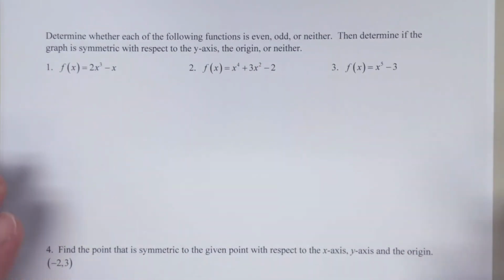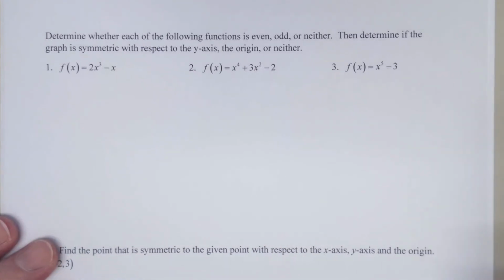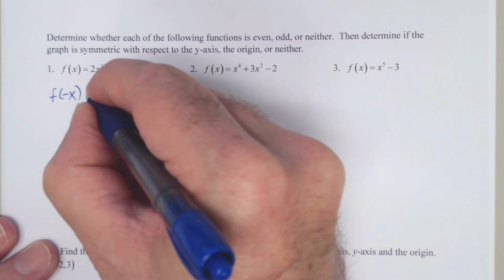So notice what it says. Determine whether each of the following functions is even, odd, or neither. Then determine if the graph is symmetric with respect to the y-axis, the origin, or neither. So on number 1, we'll replace x with minus x.